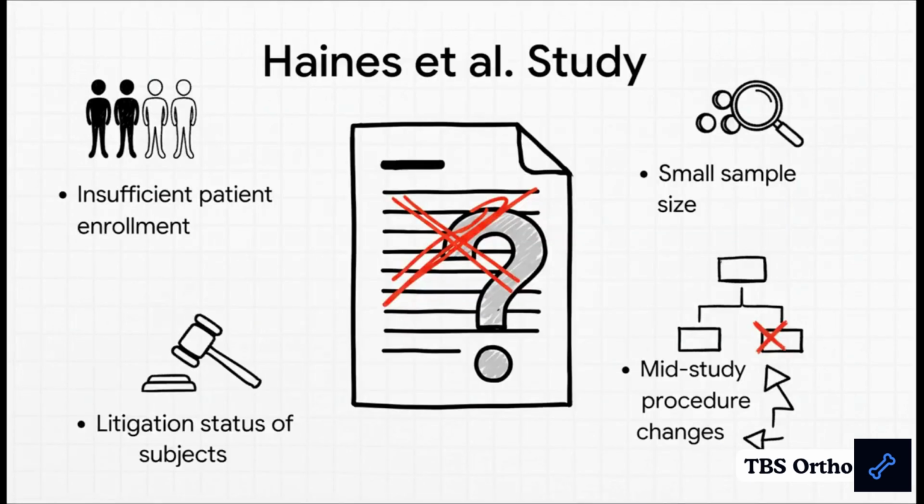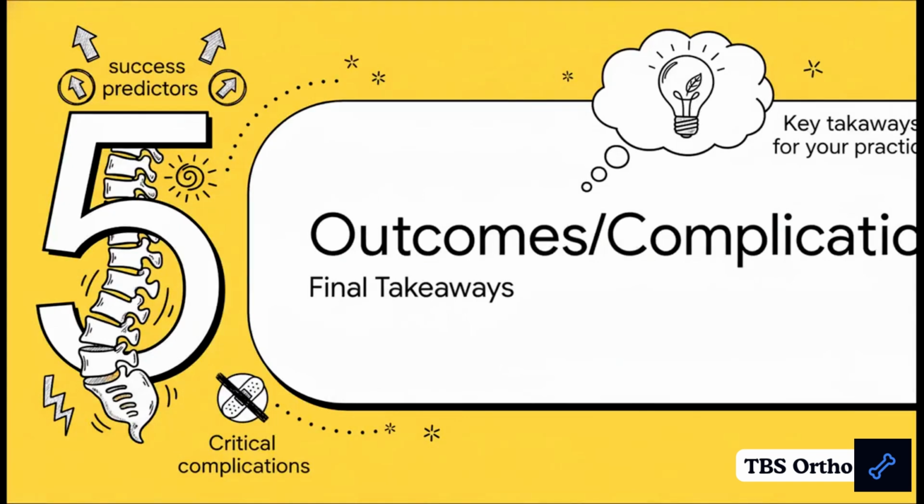And this is so interesting because it shows us why the evidence is weak. You look at the key study here, Haynes et al., and you see it was downgraded for some pretty significant methodological problems. The sample size was too small, there were issues with the patient population, and they even changed the procedure mid-study. It's a fantastic reminder for all of us to be critical consumers of the literature we use to guide our practice.